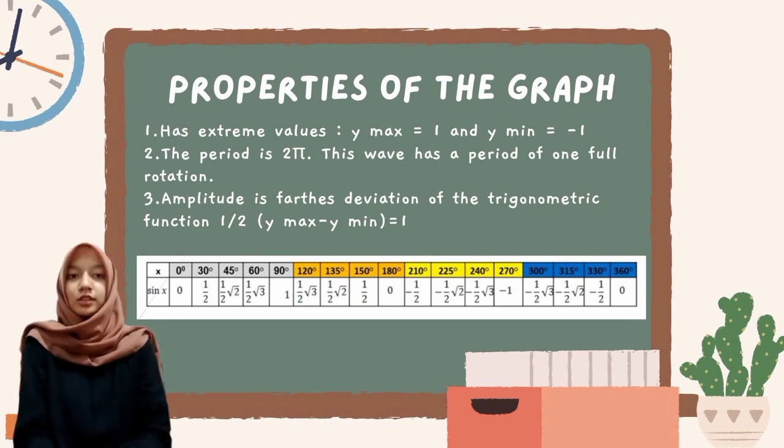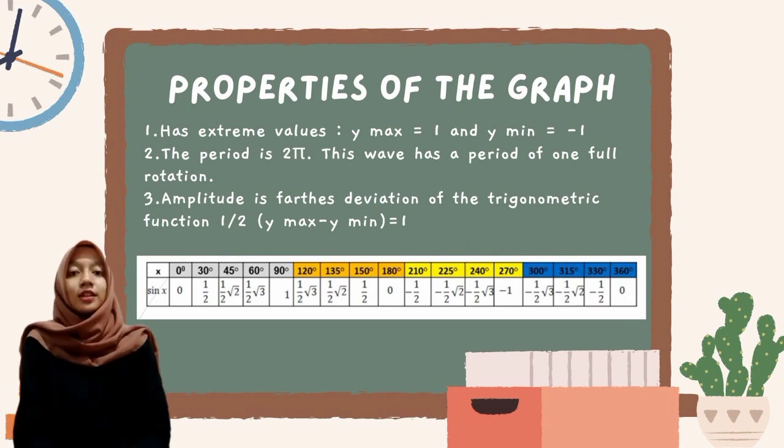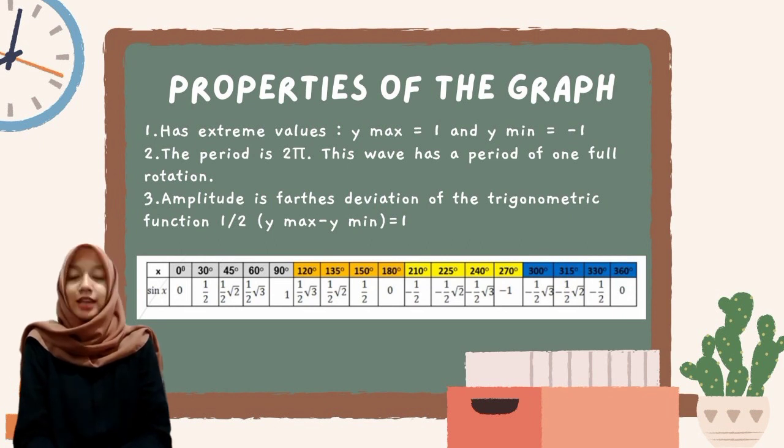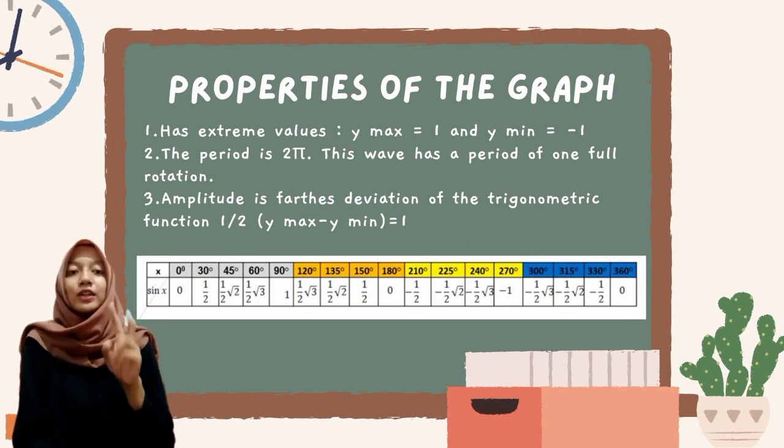When x is 120 degrees, sin x is 1 divided by 2 times square root of 3. When x is 135 degrees, sin x is 1 divided by 2 times square root of 2. When x is 150 degrees, sin x is 1 divided by 2. When x is 180 degrees, sin x is 0.